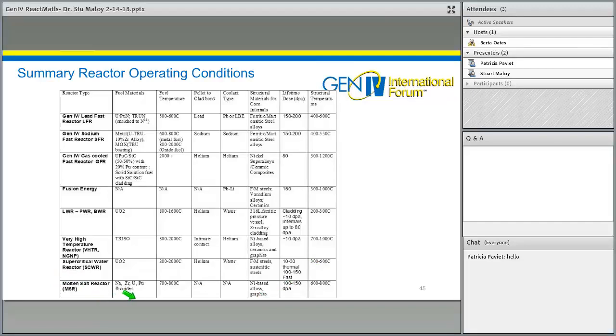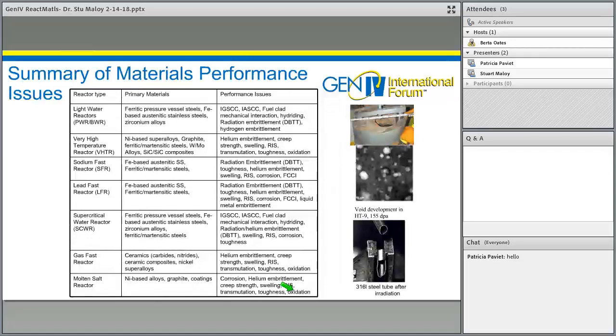And then finally, the last concept, the molten salt reactor, would either have fluorides or chlorides for the fuel. It could even have a solid fuel with a molten salt coolant. Fuel temperature of 700 to 800 C. Nickel-based alloys are the primary structural materials, but others are being looked at. And in the fast reactor concept, the dose can be very high, out to 100 to 150 dPa.